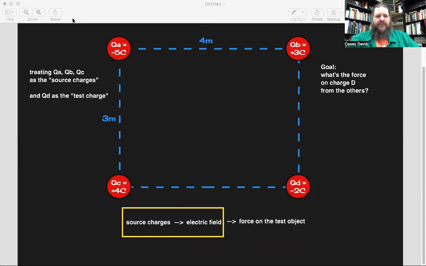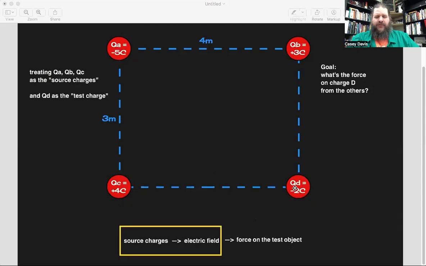So let's start with the idea of these source charges creating an electric field. That means to start with, we're going to ignore the test object entirely. Instead of treating D as a charge, we're just going to treat D as an empty point in space. So ignoring charge D for now, we're just going to look at location D, an empty point in space. And what we care about is the electric field at that location caused by everything else.